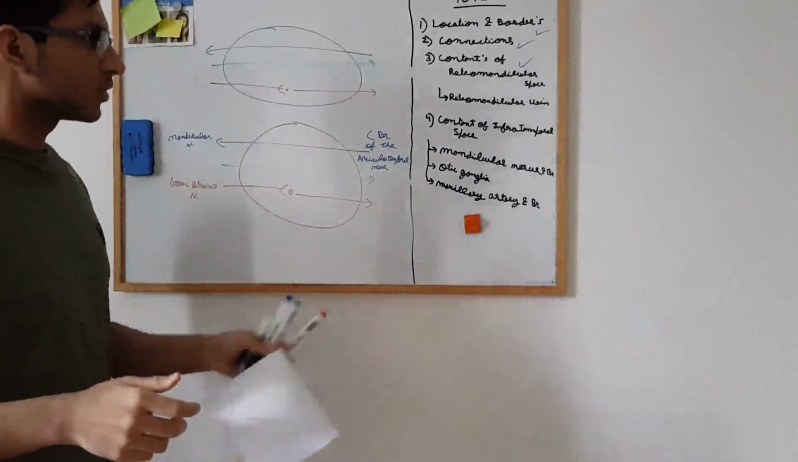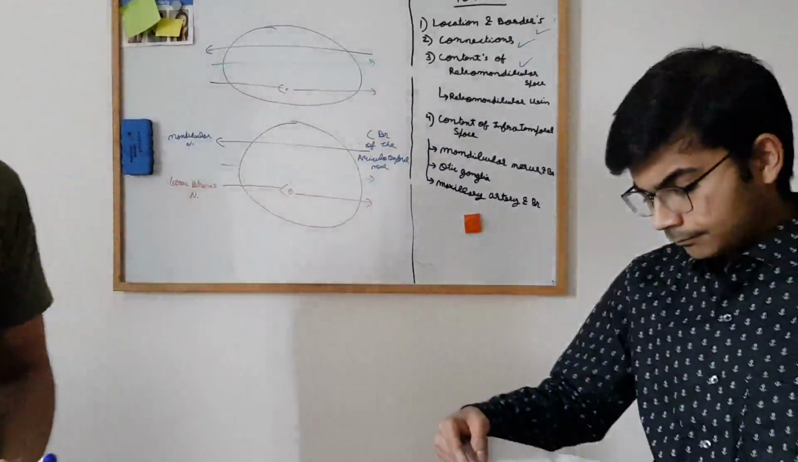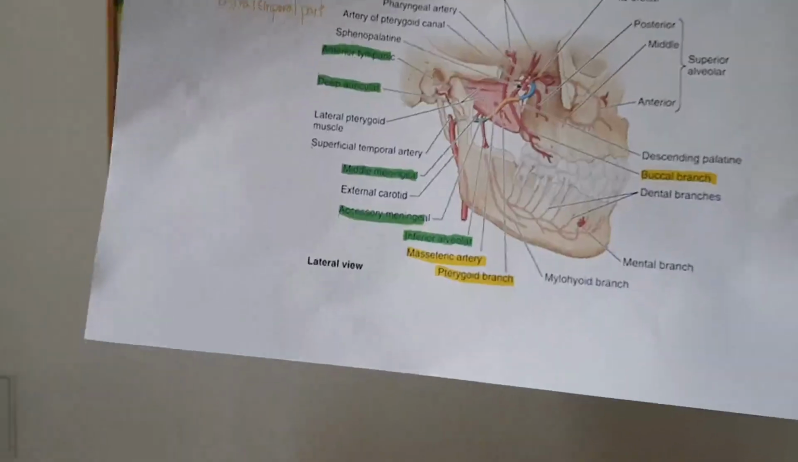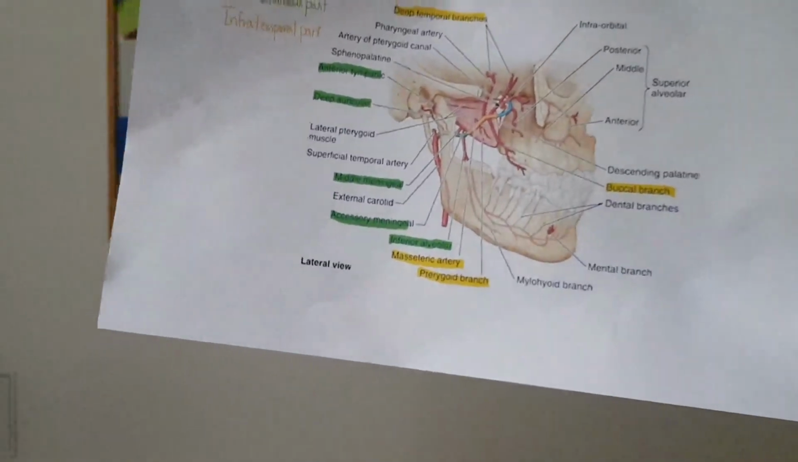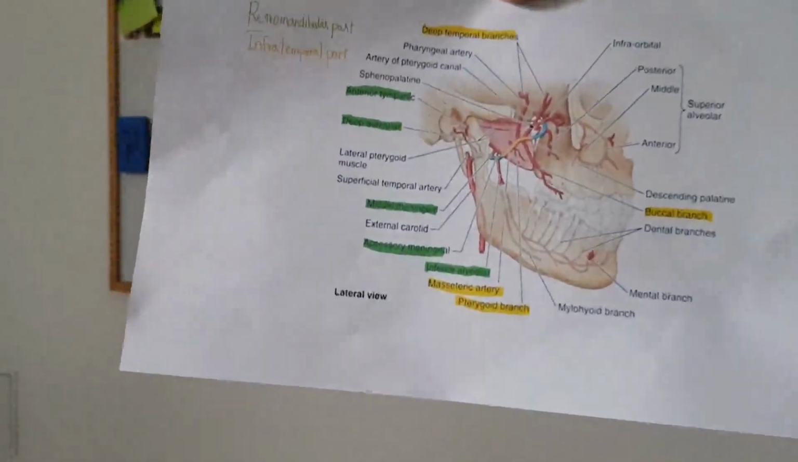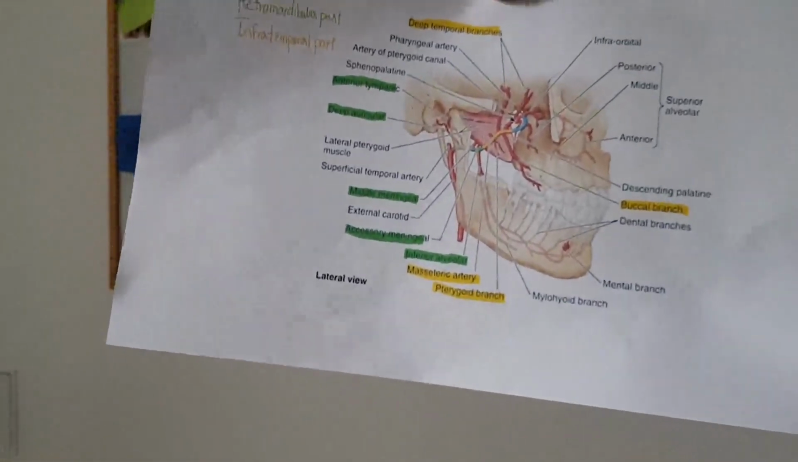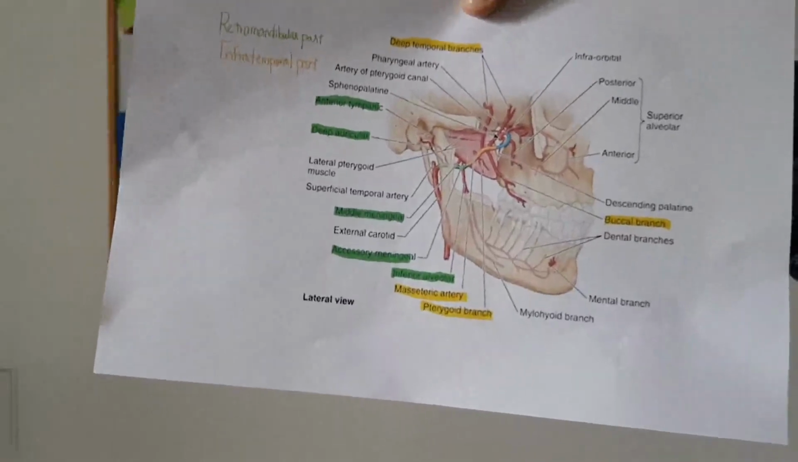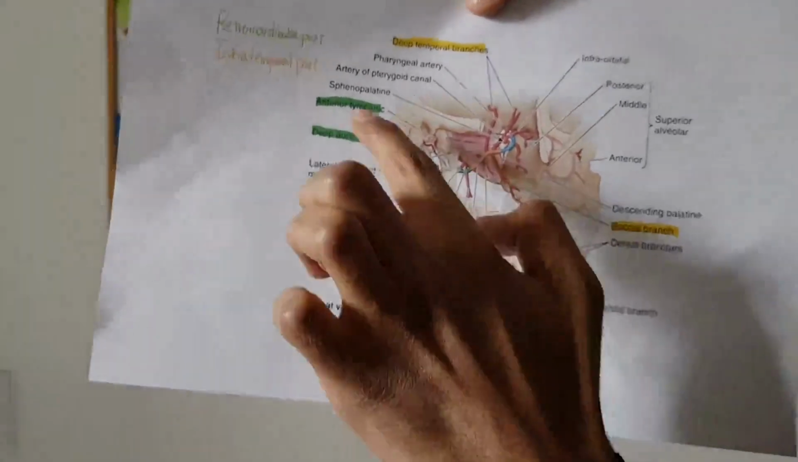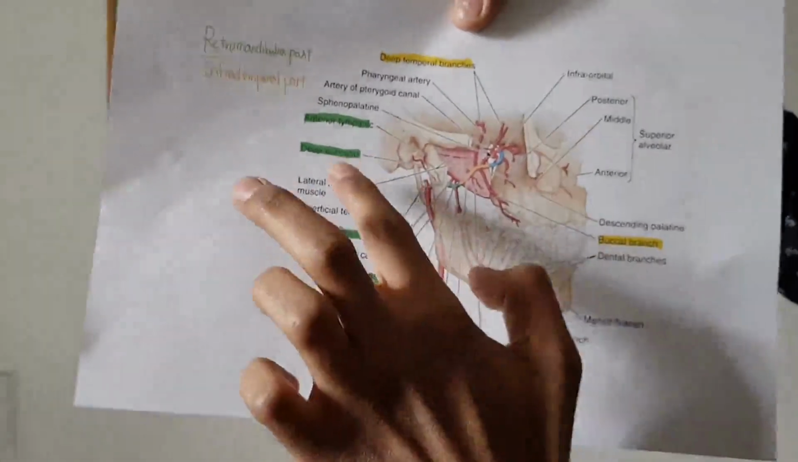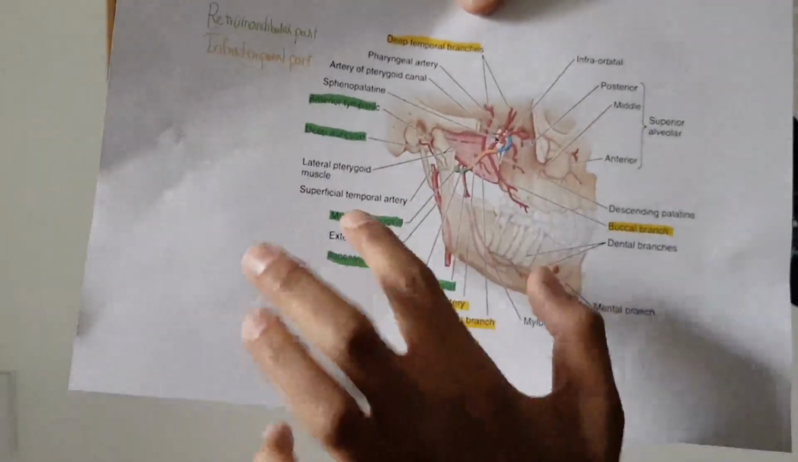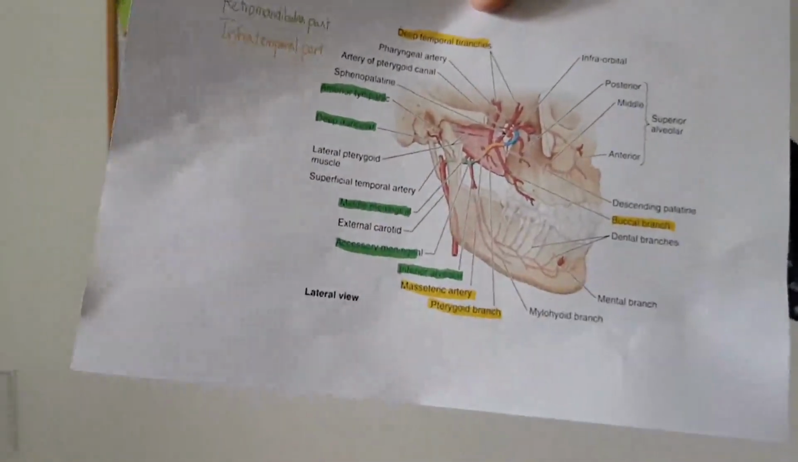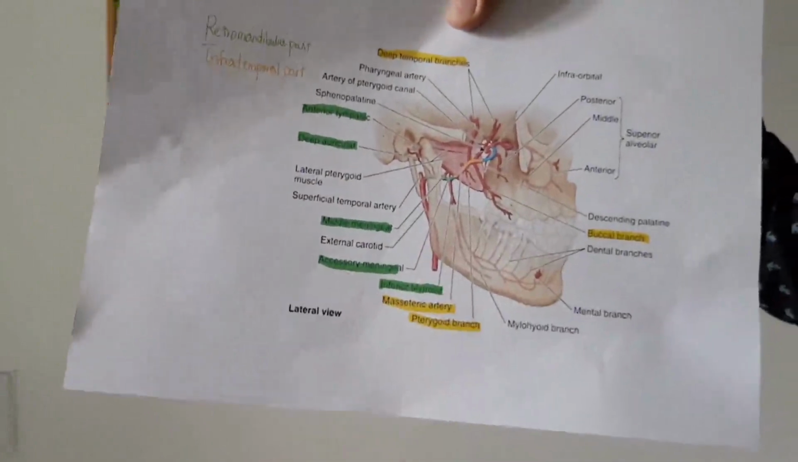So now Sriram is going to come and talk about the maxillary artery and its branches. So the maxillary artery has three parts, and we'll be discussing the retromandibular and the infratemporal part. The retromandibular part gives off the anterior tympanic, the deep auricular, the middle meningeal, the accessory meningeal, and the inferior alveolar arteries.